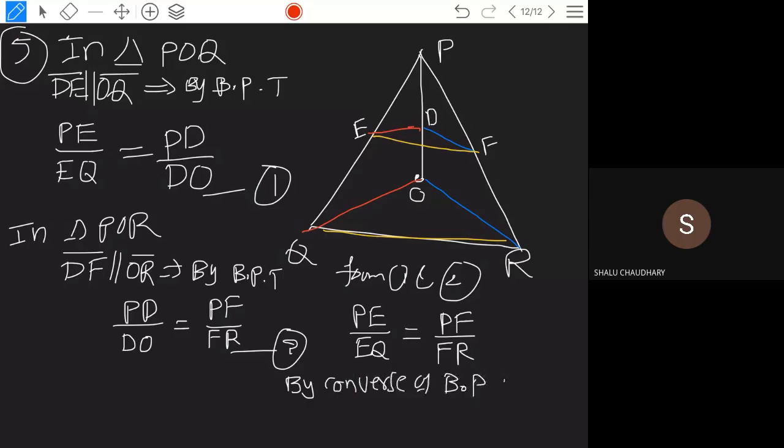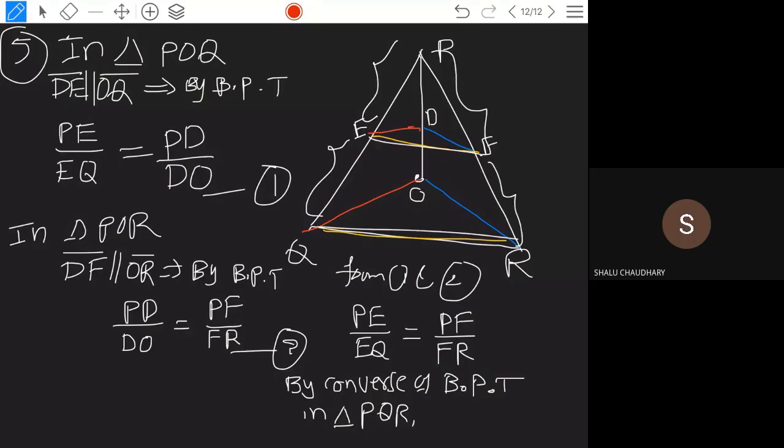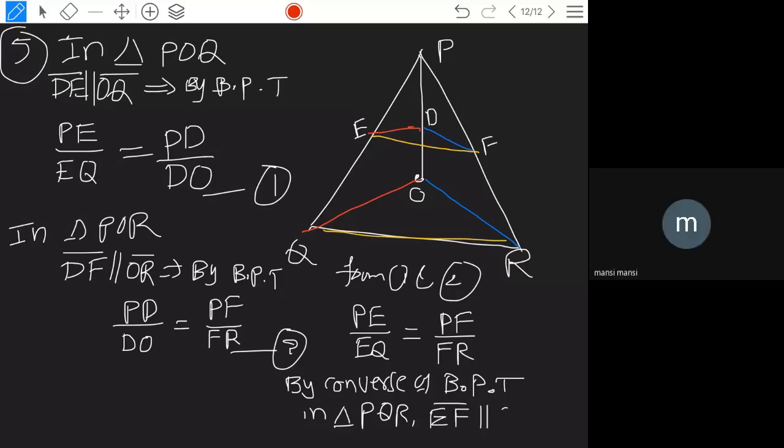in which triangle? In triangle PQR, this one by this one is equal to this one by this one. So then this line is parallel to this one, you are going to get, isn't it? Am I right? Yes, sir. EF is parallel to QR. Yes. Tell me, can you repeat one more time?